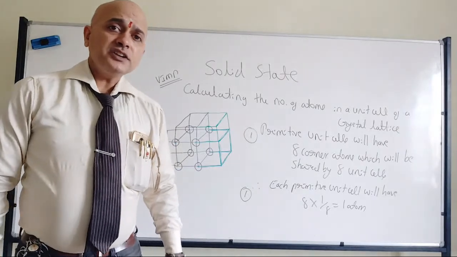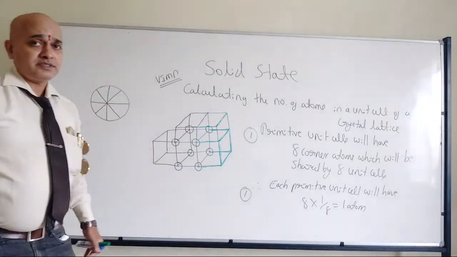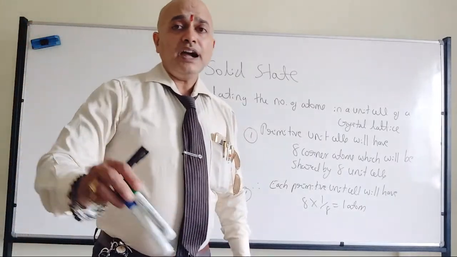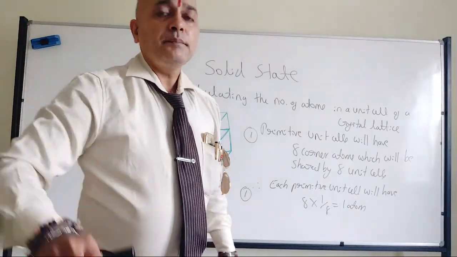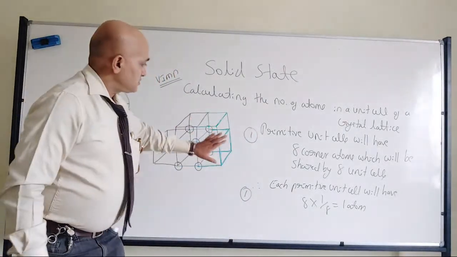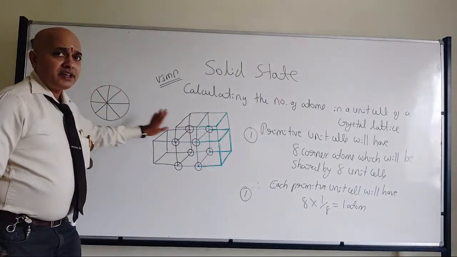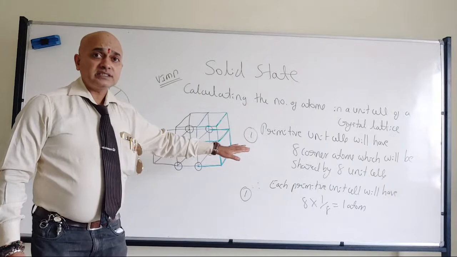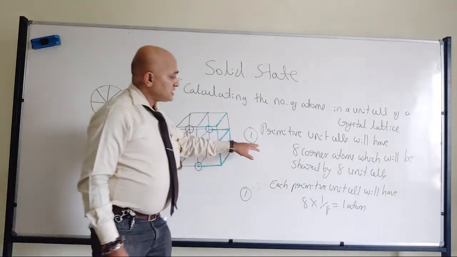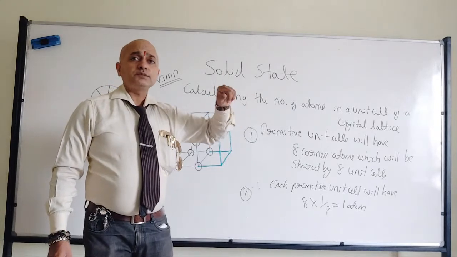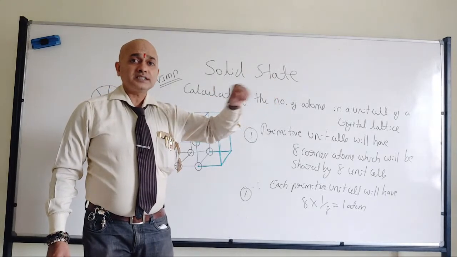Have all of you understood? They have asked this many times, not only primitive, all the unit cells, the different types I have told, they have asked many times. This is how you should write. Don't waste your time drawing pictures. Not even primitive unit cell pictures are required. Just mention, calculate the number of atoms present in a primitive unit cell in a crystal lattice.